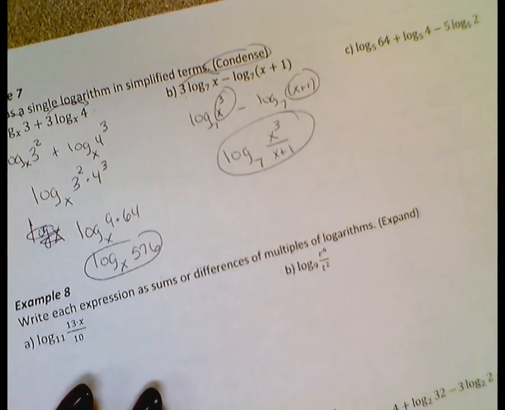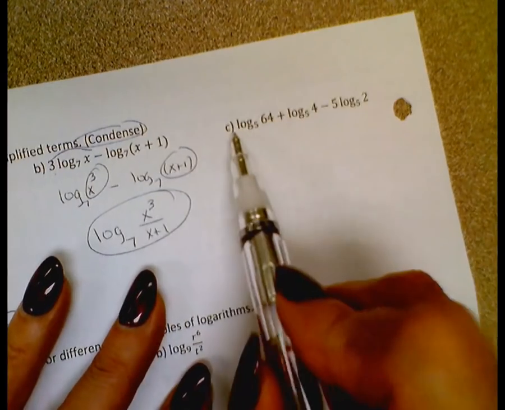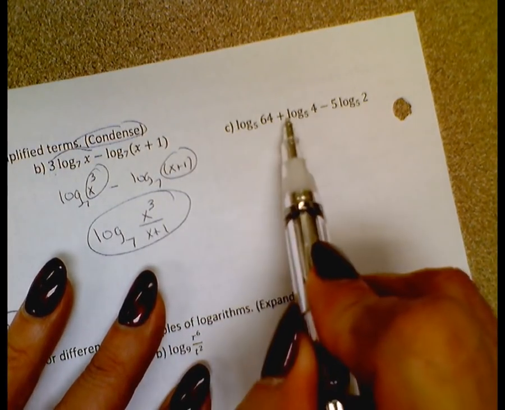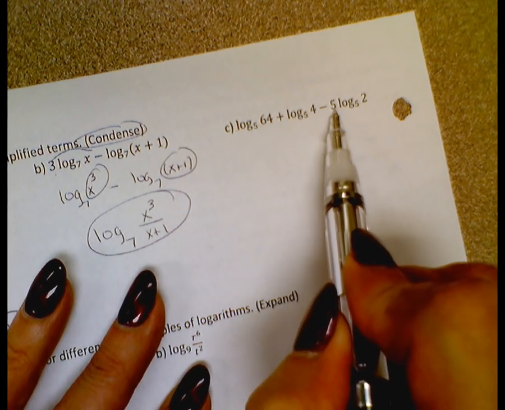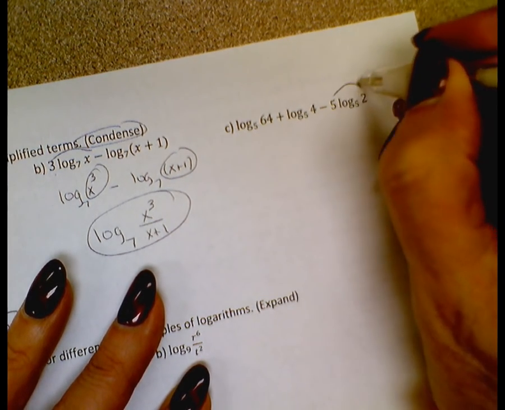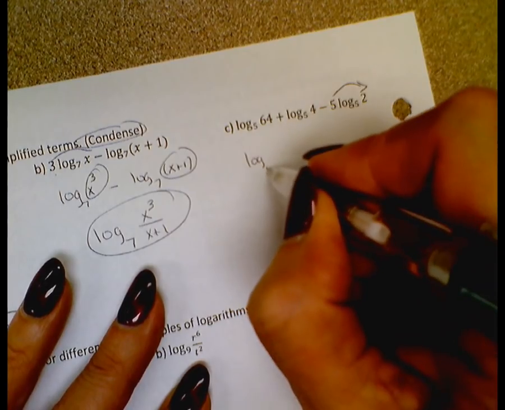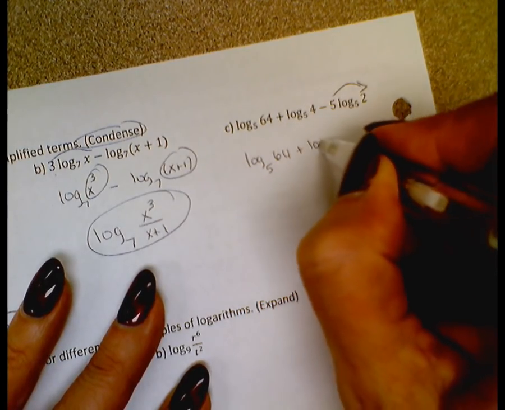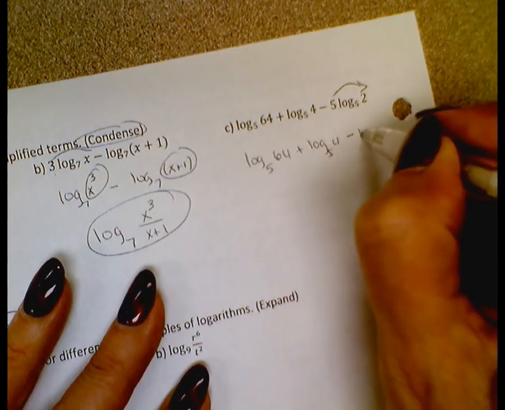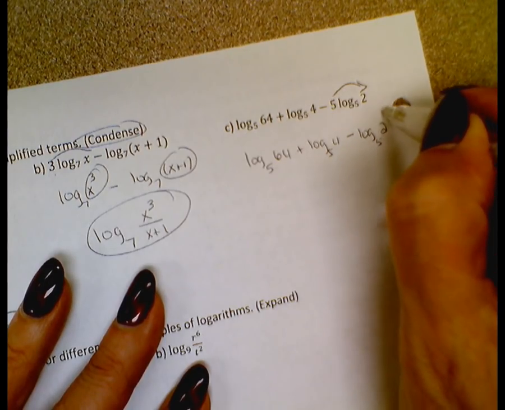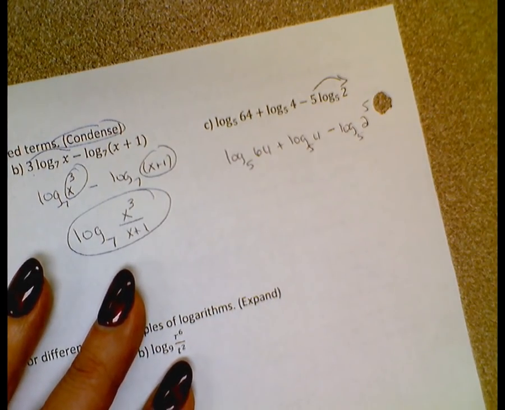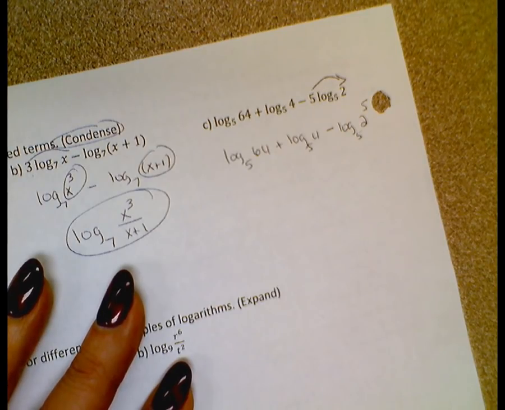So in this one, nothing's out front of the log. That's good. And you do have something out front of this one. So this one needs to move before we can do anything. So I'm going to rewrite everything else. And I'm going to write this one as log base 5, 2 to the 5th. That's the first thing you should do. And what is 2 to the 5th?